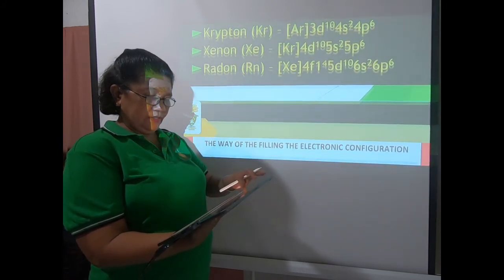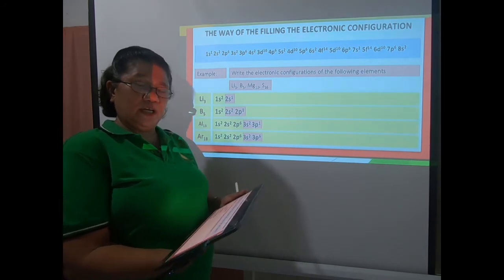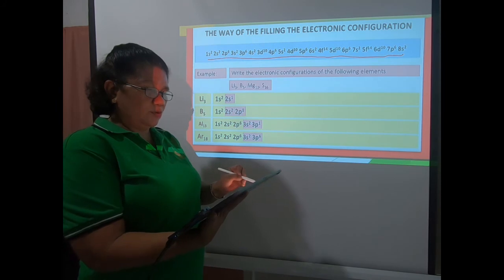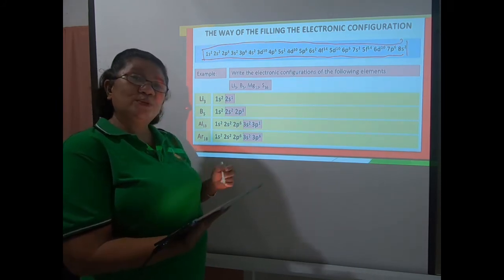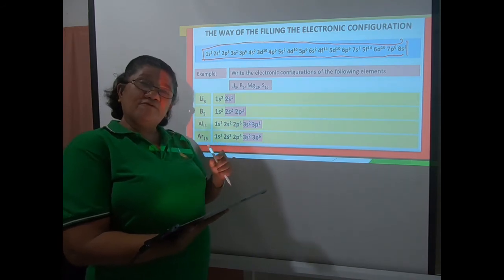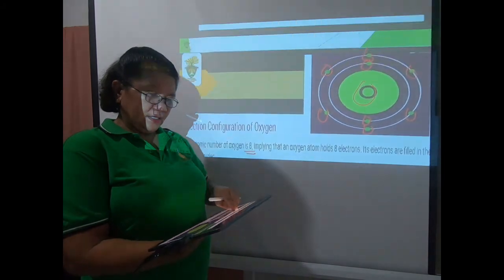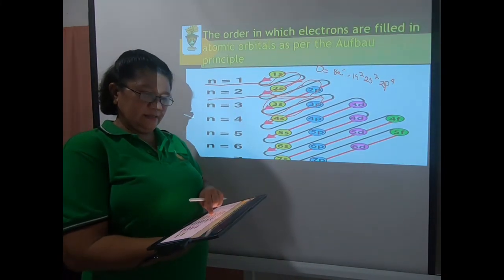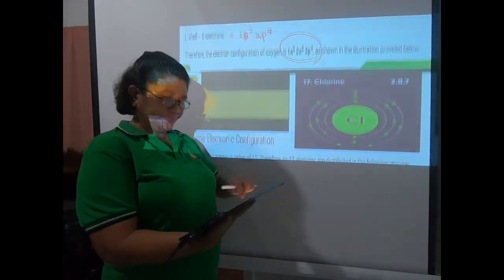Okay? So how are we going to fill out now our electronic configuration? This is the same throughout. You can follow this or you can memorize this, or else you can use the orbital filling, the one which I had presented, this one. You can make use of this, okay, by Aufbau.